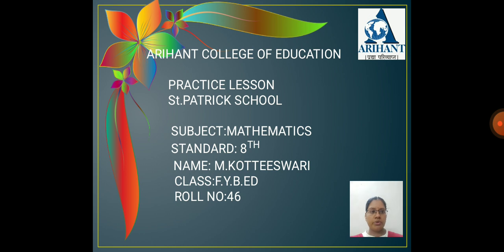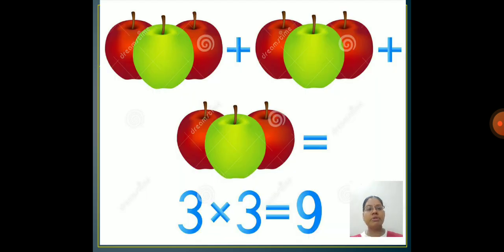Now, students, tell me, what do you see in this picture? Yes, some apples are there. How many groups are there? Groups of apples are there. Three groups of apples are there. Very good. In one group, how many apples are there? In one group, there are three apples.